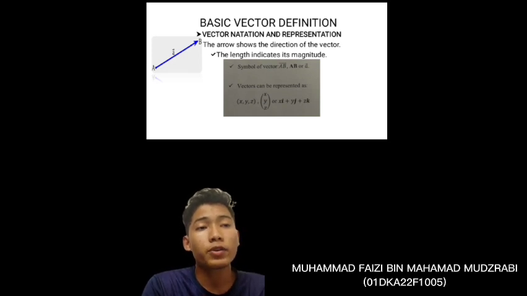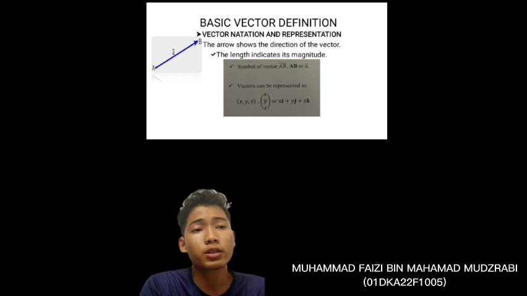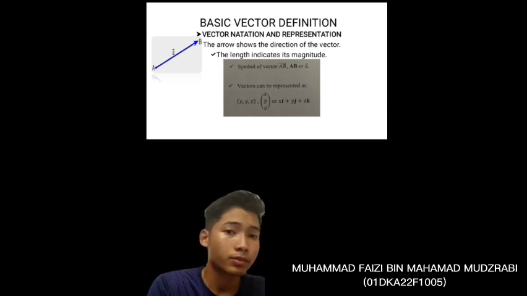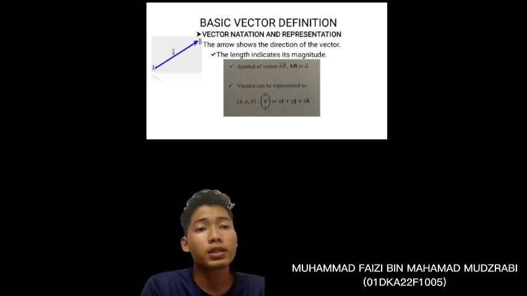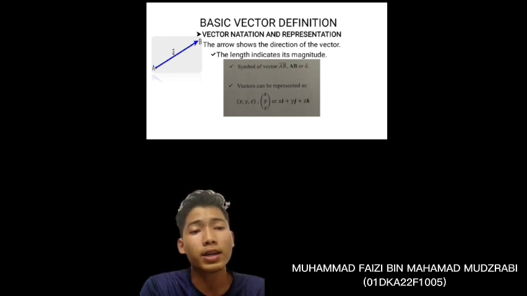Basic vector definition. Vector notation and representation. The arrow shows the direction of the vector. The length indicates its magnitude. Symbol of vector A to B: AB. Vectors can be represented as (x, y, z), or xi plus yj plus zk.